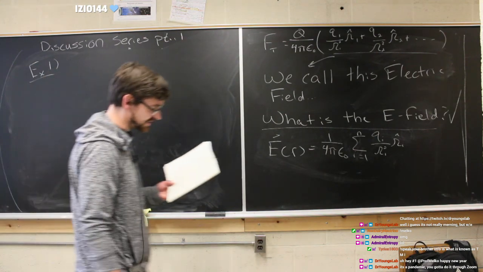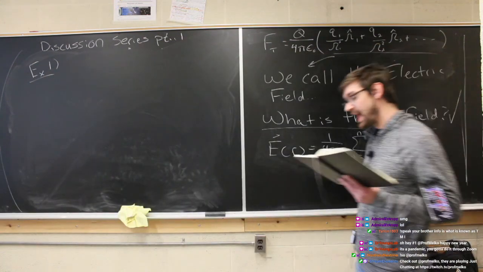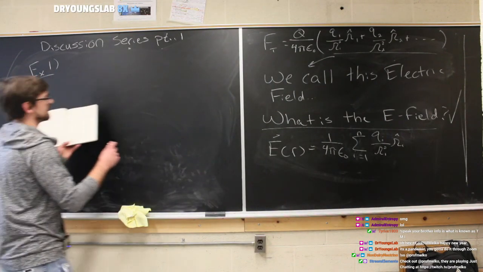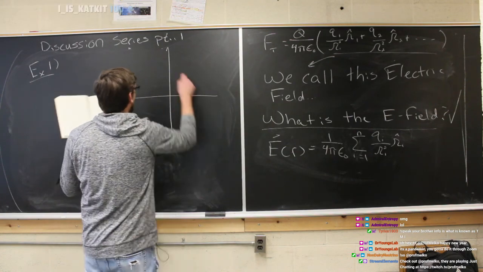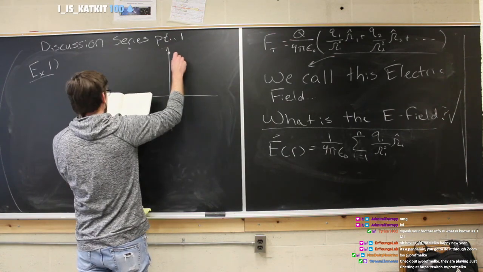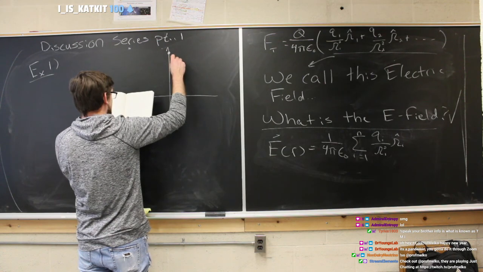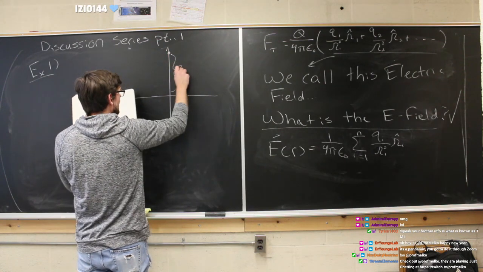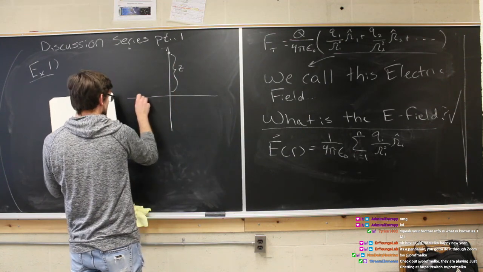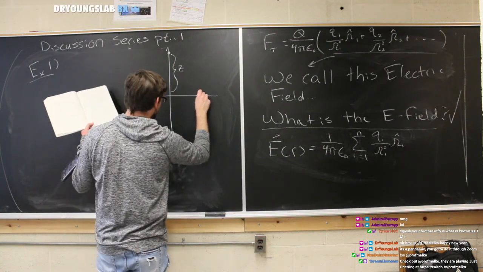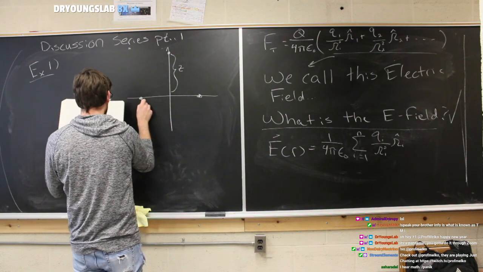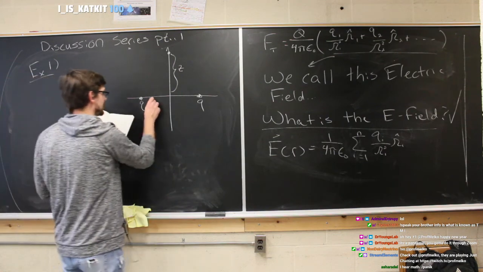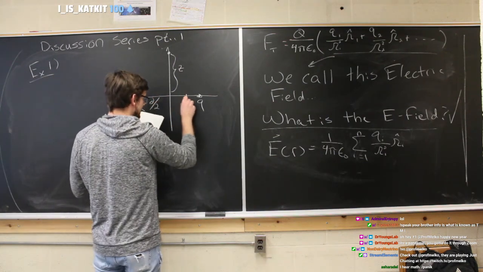So first, the example is: find the E field, the electric field, at a distance z above the midpoint between 2 equal charges q at a distance d apart. So we want to find the electric field some distance z above the midpoint between 2 charges, q, and the whole distance between the 2 charges is d, so we'll split it in half, d over 2 for this way, and d over 2 for this one.